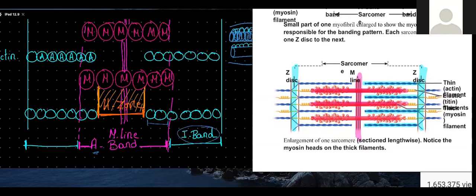Thick filaments are running the entire length of the A band. So all this is my A band, the dark band, compared to the thin filaments, which are running the length of the I band or the light band, as well as part of the A band.